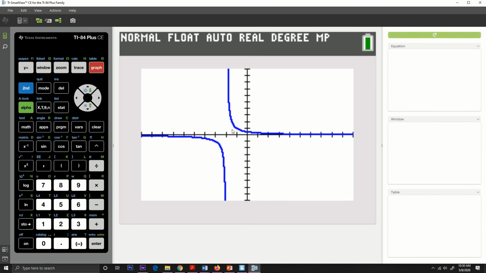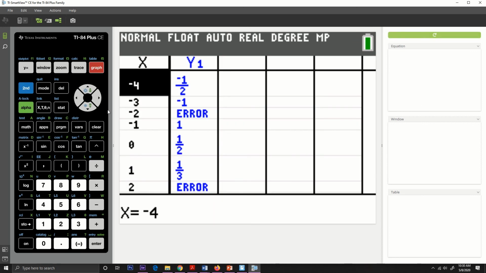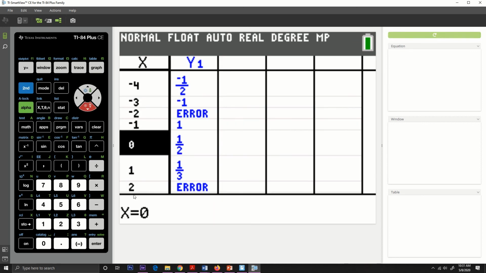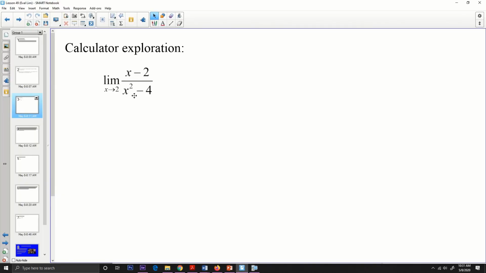we see that there is a non-removable discontinuity here at x equals negative 2, but there is a removable discontinuity at x equals 2. But if I check the table, and I go to both negative 2 and positive 2, I get an error for both of those. The reason is that when you plug in negative 2 and positive 2 for x, in both instances we get 4 for the x squared, and when I subtract 4, I get 0. Now, when I plug in positive 2, I get 0 over 0, which again is an indeterminate form.